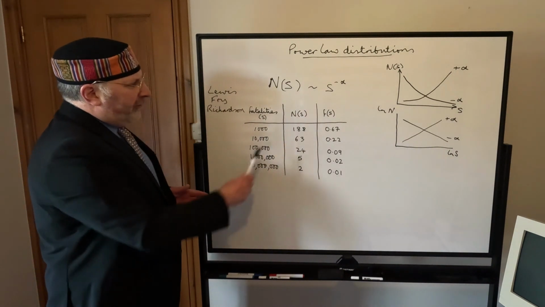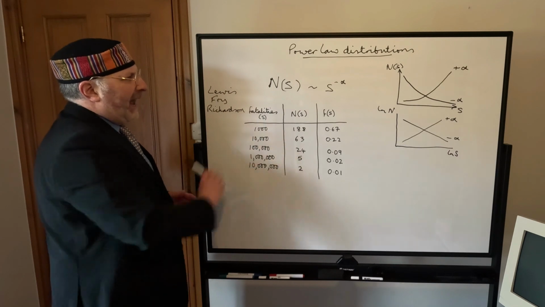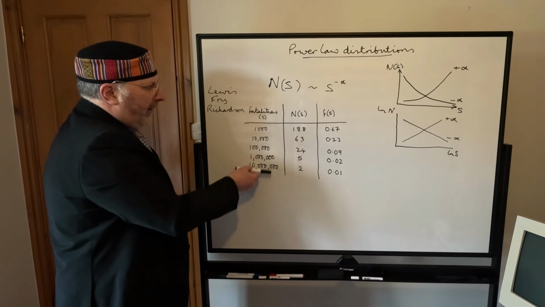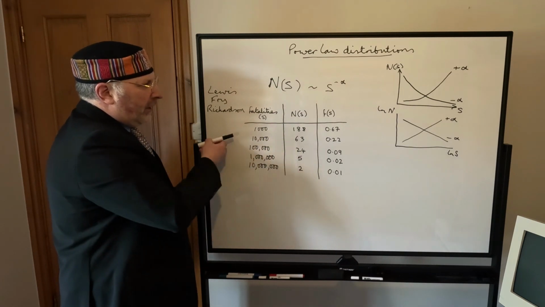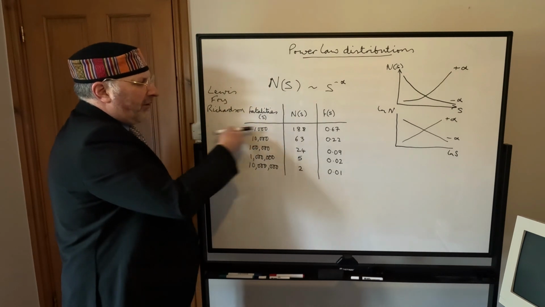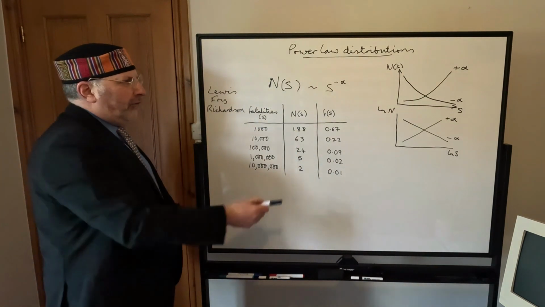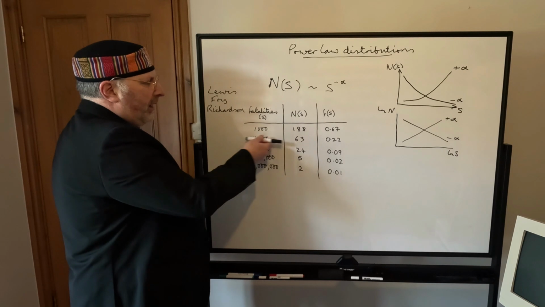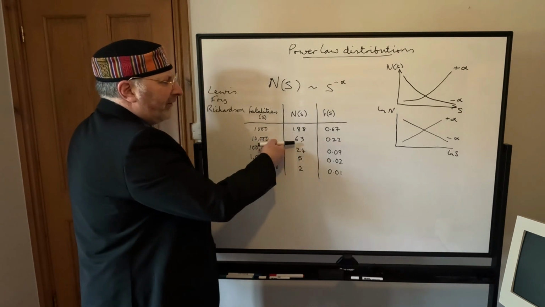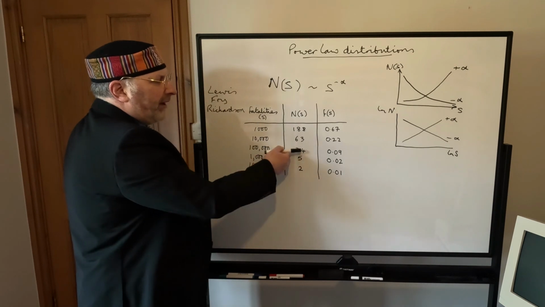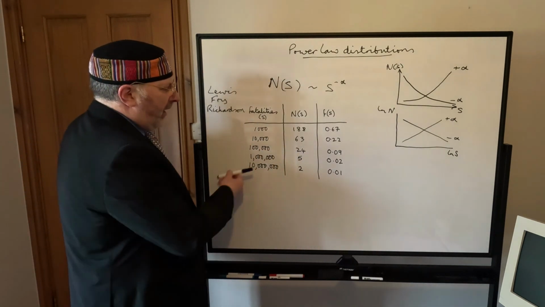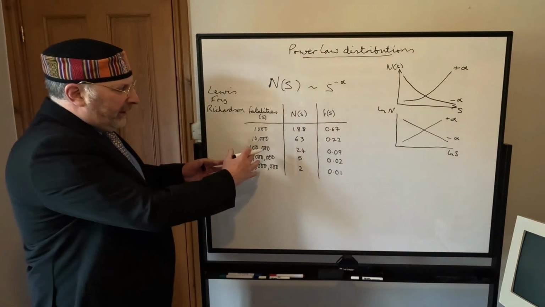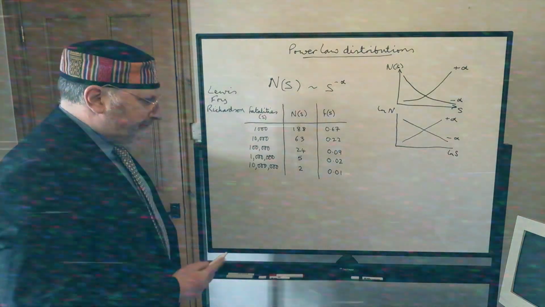The size of the war is measured in terms of the number of fatalities. So that is S in this case. And they're just classed into categories by order of magnitude. So wars that had fatalities in the thousands, there were 188 of those. So N of S is 188. Wars in the category of tens of thousands of fatalities, there were 63. Hundreds of thousands of fatalities, there were 24 wars. 1,000,005 and 10,000,002. And we can now plot these on a double logarithmic plot.